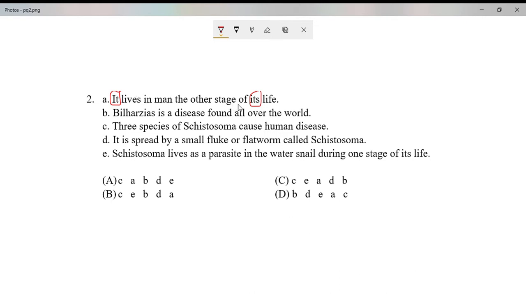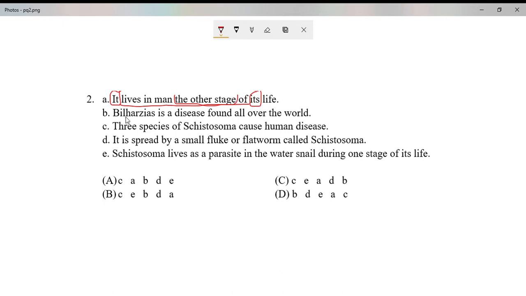Okay, it and its life. I can connect them over here. The other word that tells me that this shouldn't be the beginning, or this should have something before it, is the other stage, it says over here, right? The other stage. There must be some stage that has been mentioned before this, okay? Again, you would do this much quicker in your head, and it would go a lot quicker for you. However, I'm doing this slowly so I can explain each step of my thinking and break it down for you.